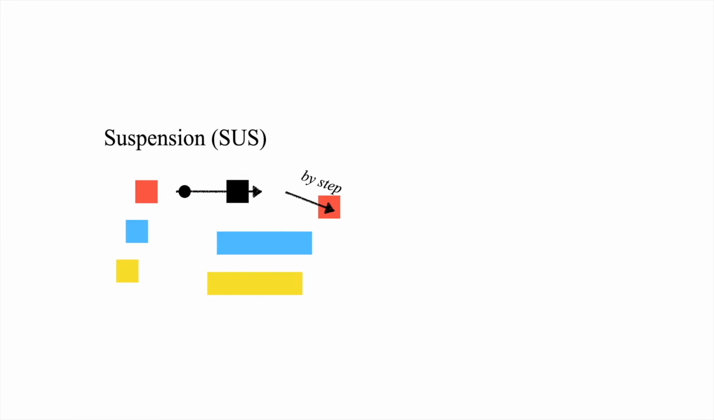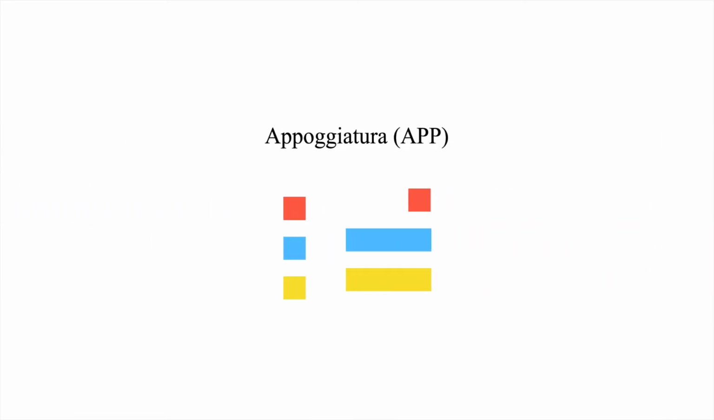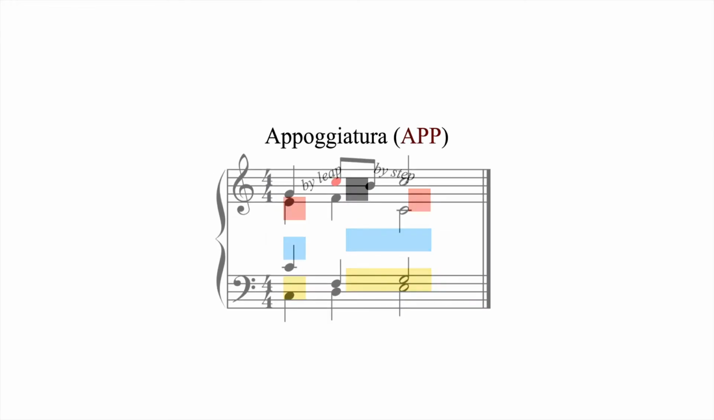There's one more kind of embellishing tone called an appoggiatura, from the Italian for leaning. An appoggiatura is an accented dissonant note approached by leap that then resolves by step. Here's an example.